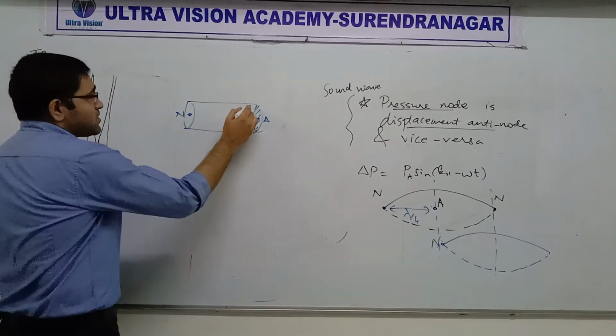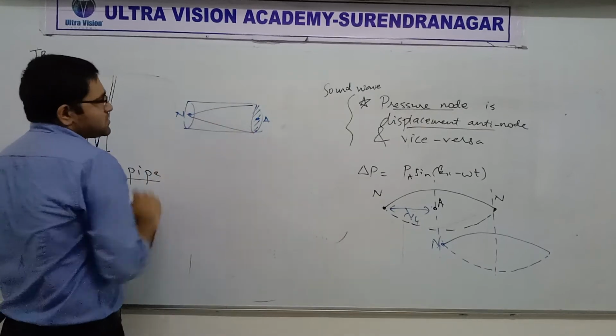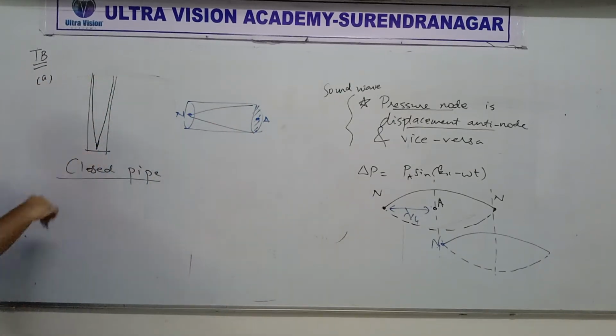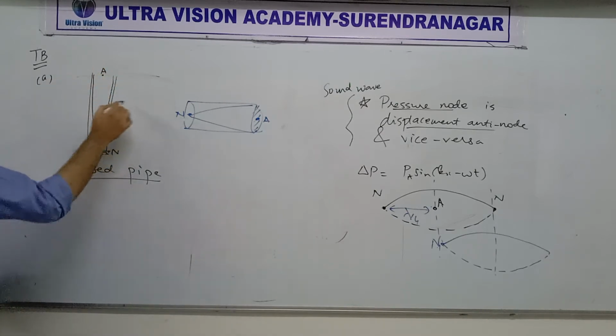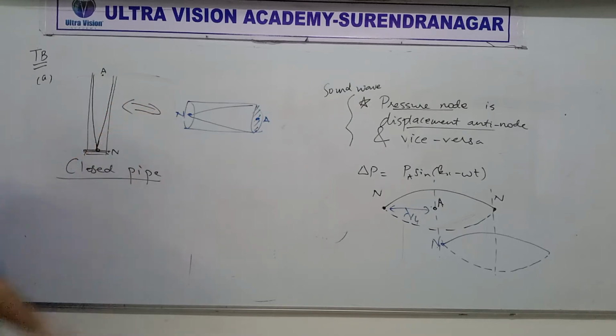Okay, so the graph should be like this. But this is opposite, isn't it? This is the closed end. This is definitely the closed end, right? You can see that in the diagram. So here they have shown a node and here they have shown an antinode. Are you seeing that these two don't match with each other?